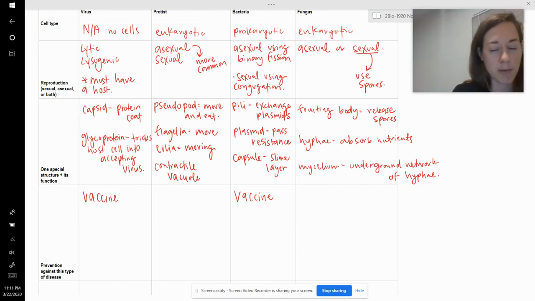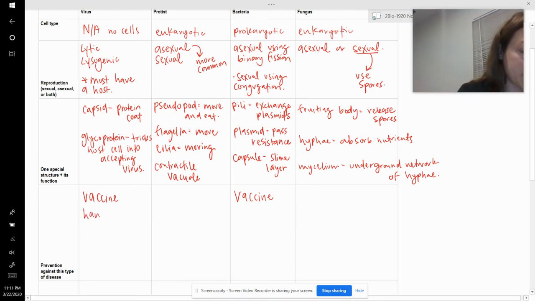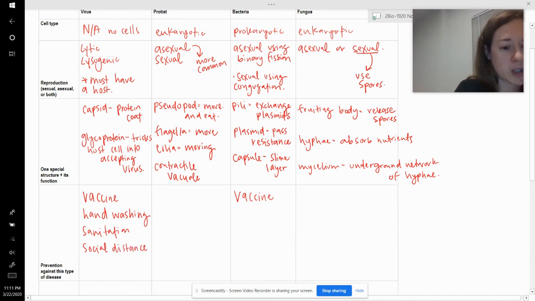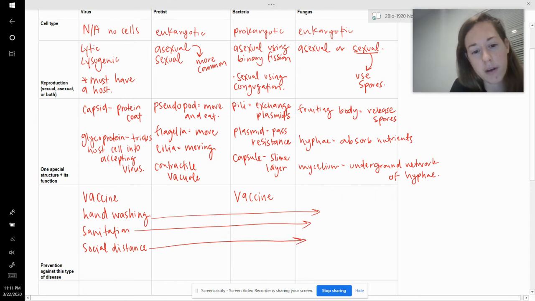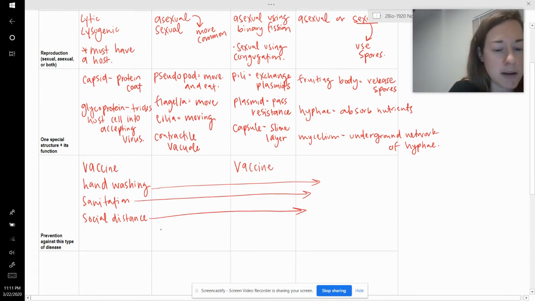Now, other preventions are the same ones that people are talking about crazy amounts right now. So, like hand washing, sanitation, social distance, which basically means not putting yourself into contact with other people who have that infection. And this is true for all of them. For protists, especially, it's going to be not drinking unsafe water.